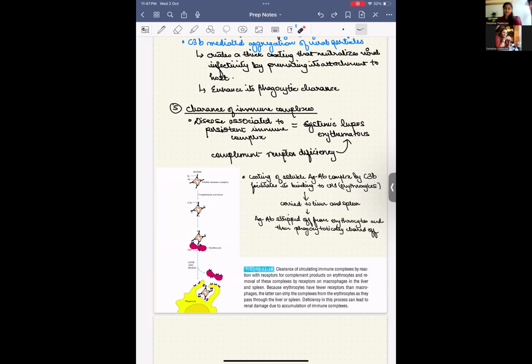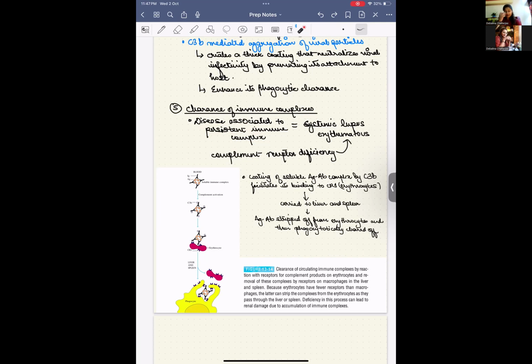Because of this, the response which was supporting the body in clearing the pathogen, because of its prolonged persistence, becomes a hyperactivated or chronically activated immune response which starts causing inflammation in areas which were not initially infected. But because of prolonged activation of the inflammatory response, there is now damage to the tissue. This is what happens in systemic lupus erythematosus, a disease associated with persistence of immune complexes.